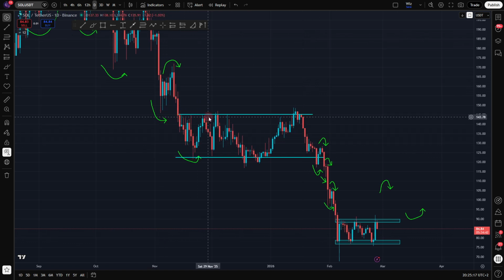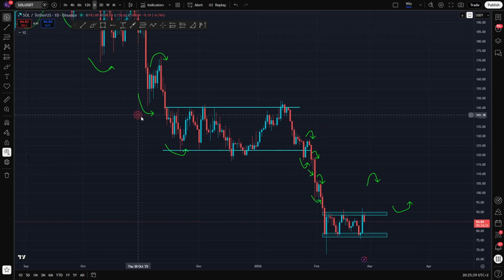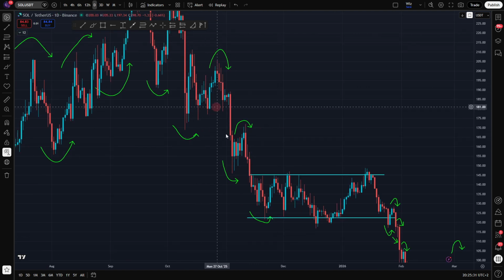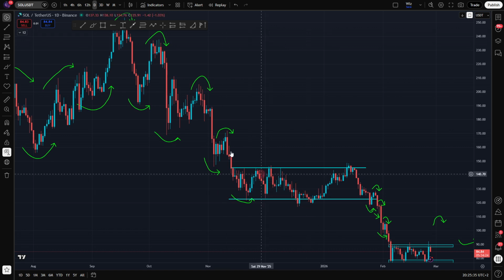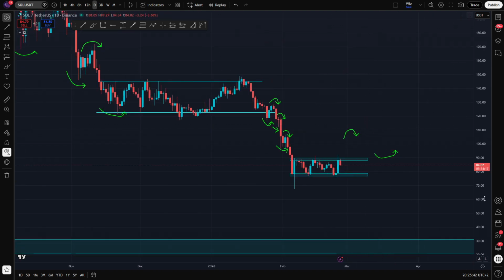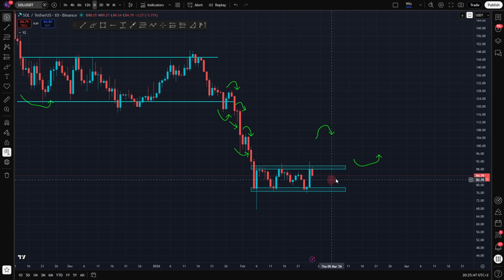What does the price do? It just goes to range lows, range highs, range lows, range highs, until the range is broken and we continue the price trend that was trading before the range, which was, in this case, the downtrend. So then we continued the downtrend here, and now we have a new range.